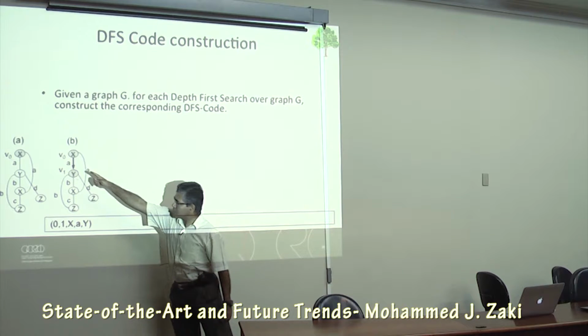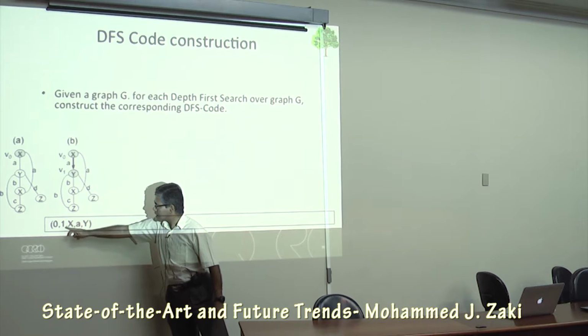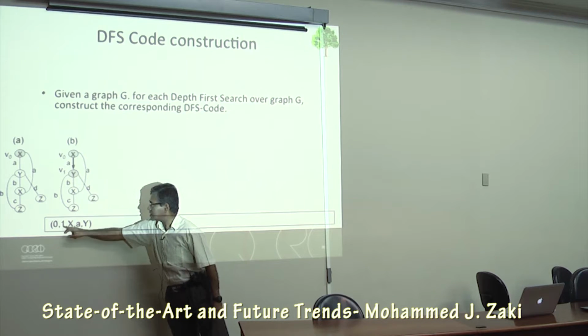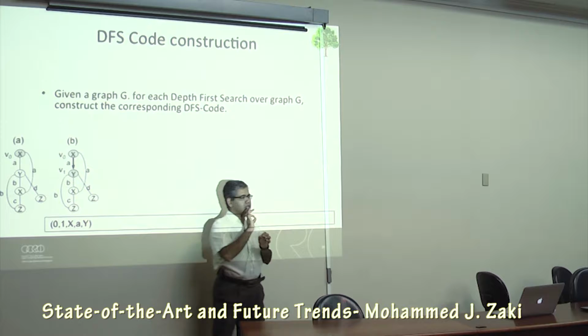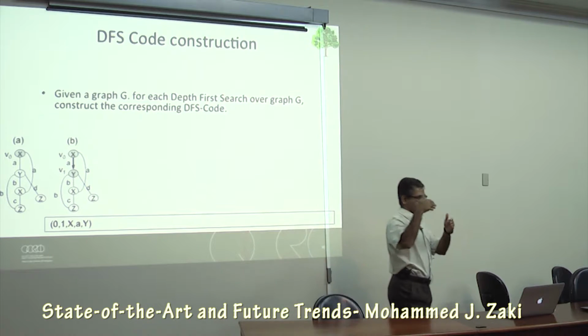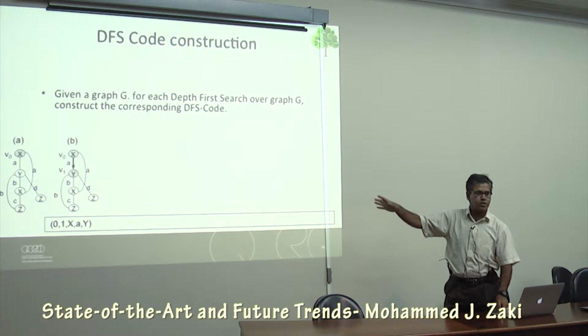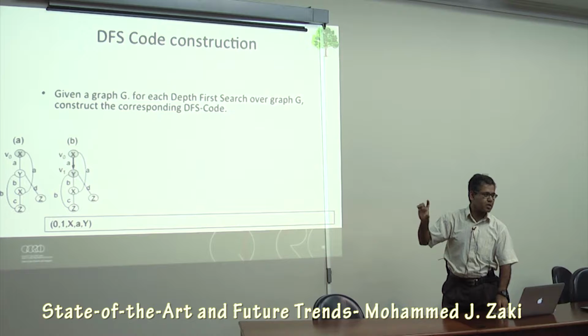So the first edge is from x to y with the label a. So that's the x, a, y. And the 0, 1 just says I'm going from a node numbered 0 to a node numbered 1, right? So in a depth first walk, node 0 is the x and node 1 is y. Okay, so that's the first edge. Then you say, what else can I do? In this case, let's not worry about the choices you have, but I'm going to show you one particular code.